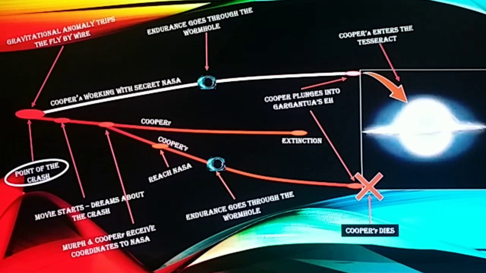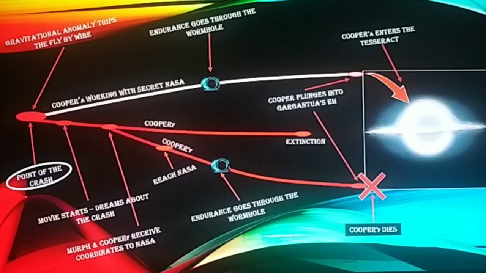So actually the plot incorporates that concept of parallel universe. So Cooper F died, and from a parallel universe, Cooper A goes inside the Tesseract and he saves the humanity. Now, the question is that where exactly did Christopher Nolan make that switch from Cooper F to Cooper A?